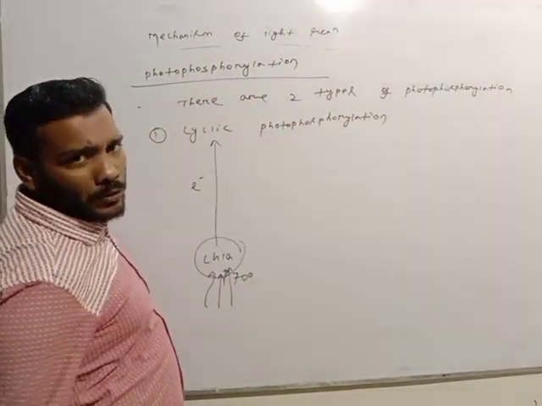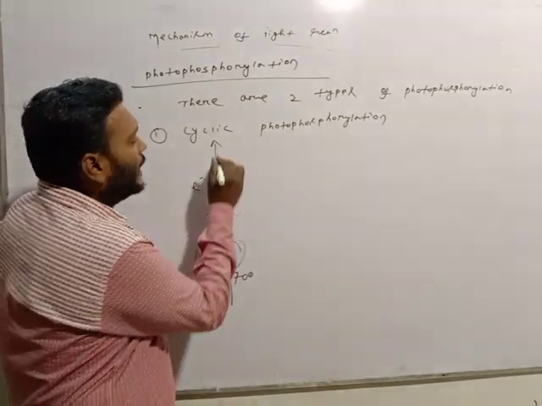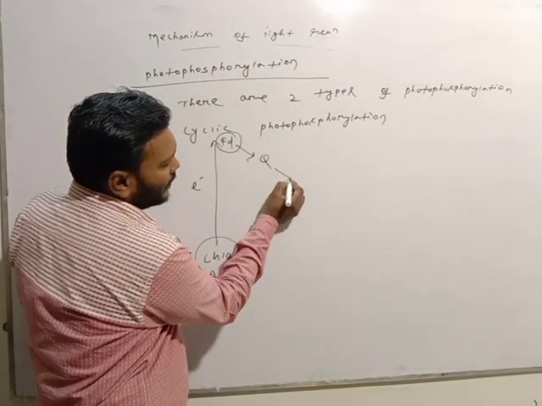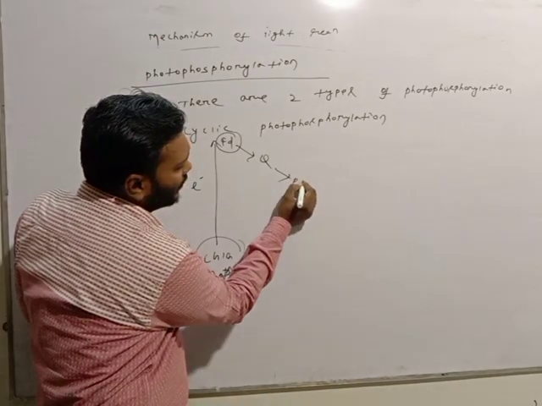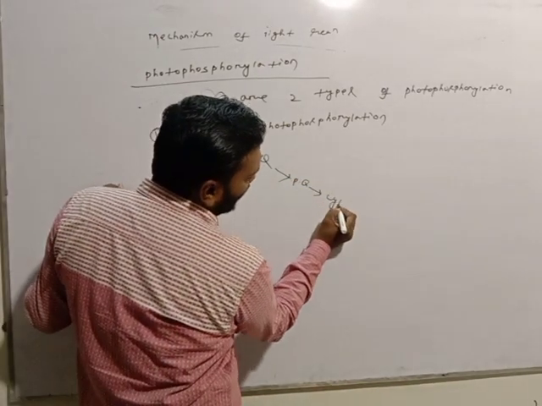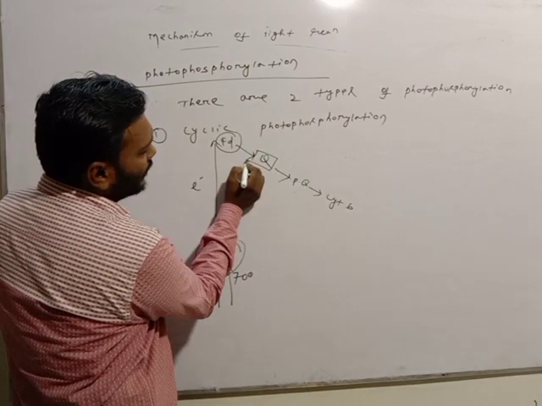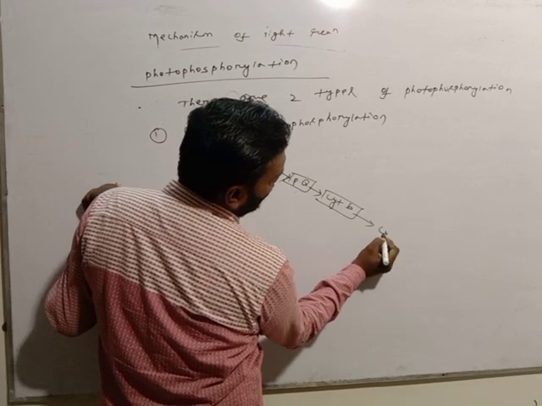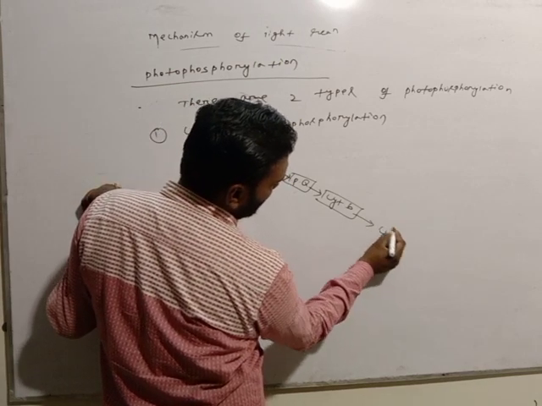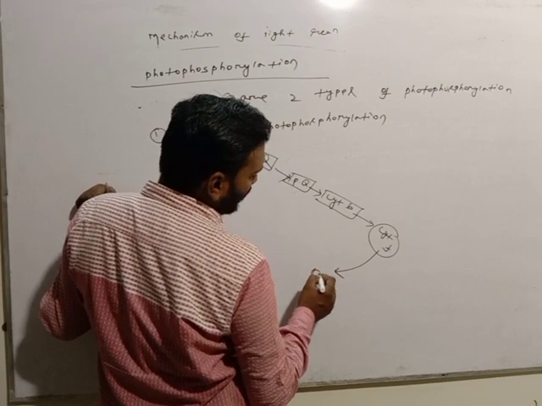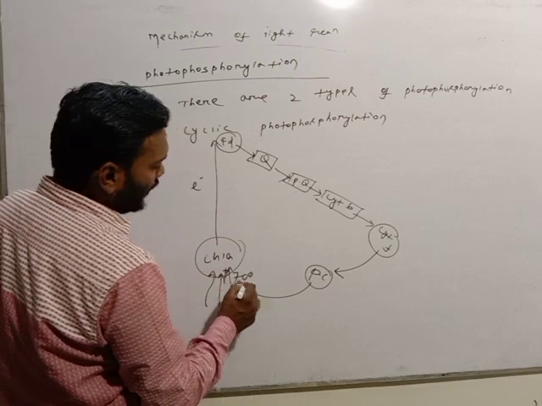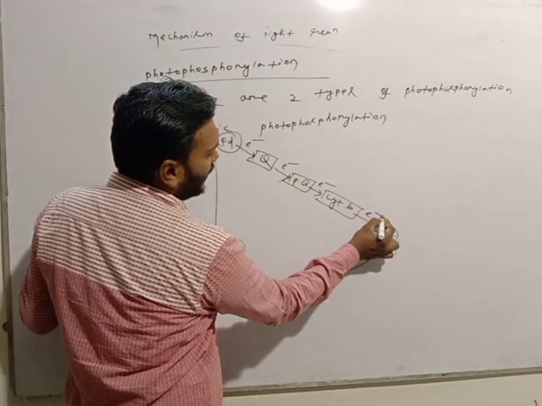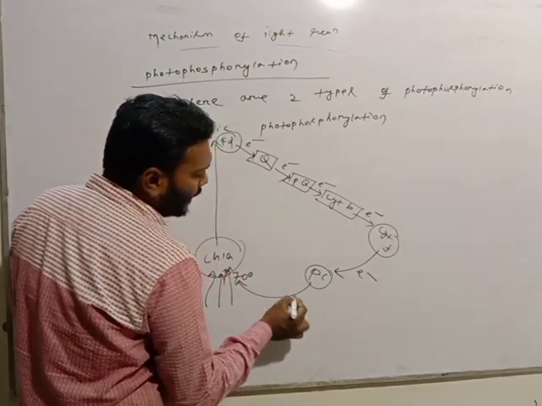Okay, then what happened? The expelled electron was carried by ferrodoxin, then passed on to quinone, then to plastoquinone, then to cytochrome B, then to cytochrome F, then to plastocyanin, then again to P700. Okay, you have to remember these electron carriers and the pathway of the electron.